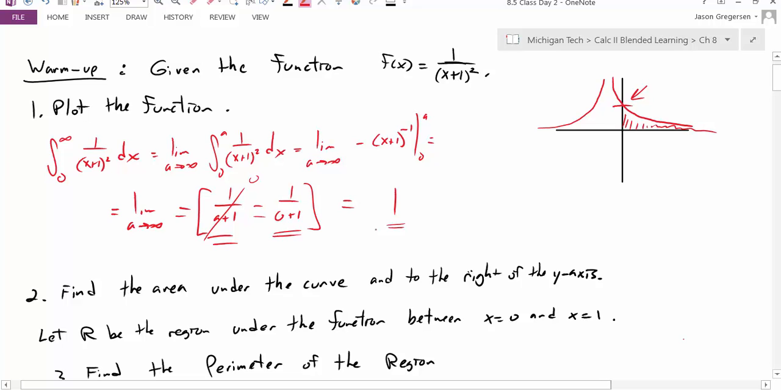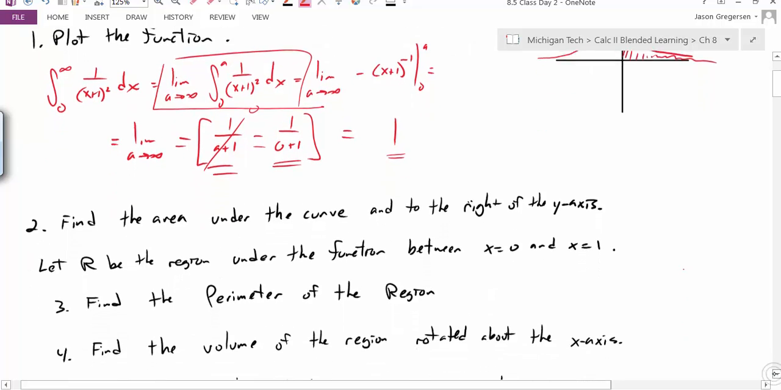Remember that work is important. You will get marked off on the exam if you don't write the limit as a goes to infinity of this stuff, if you don't rewrite it as the limit of a proper integral. That's what we're checking for. All right, then we go to the next one.